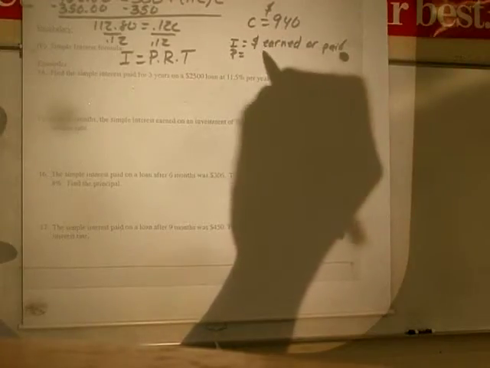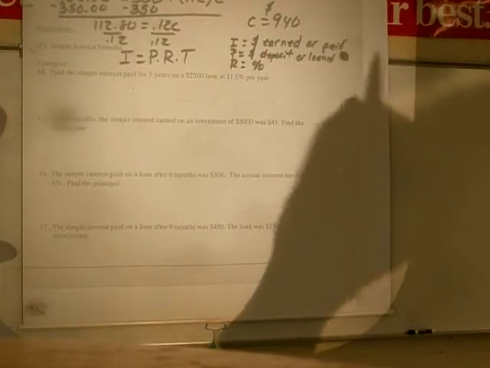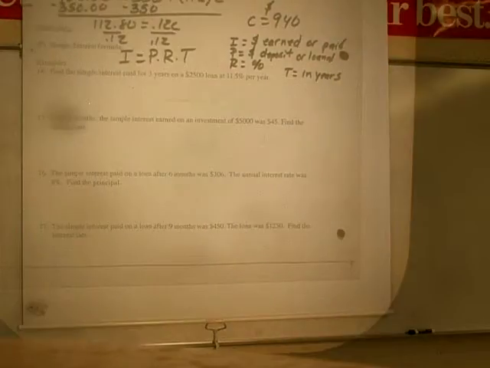Principal is the amount of money that you put into the bank or loaned. So it's either the amount that you put into the bank in a savings deposit or the amount that the bank loaned you. Rate is your interest rate as a percent, and T is your time in years. Interest equals principal times rate times time.